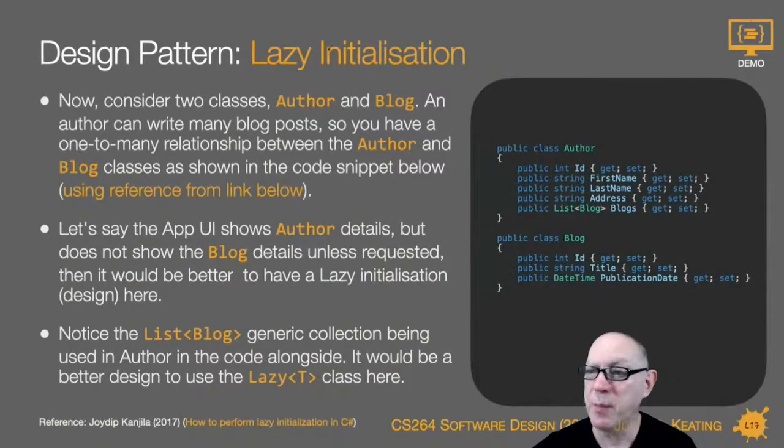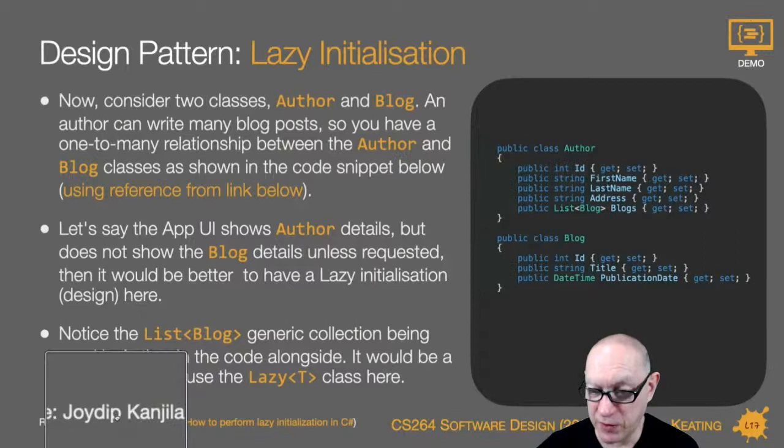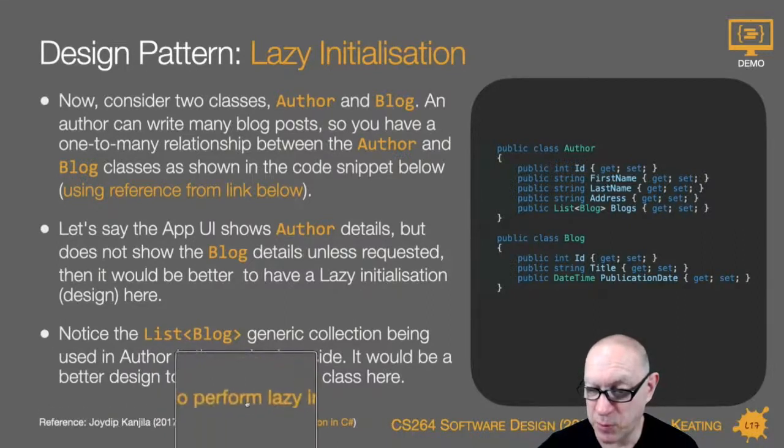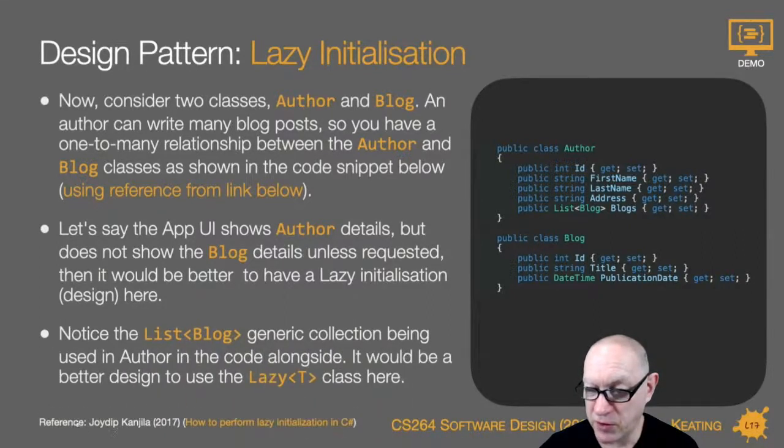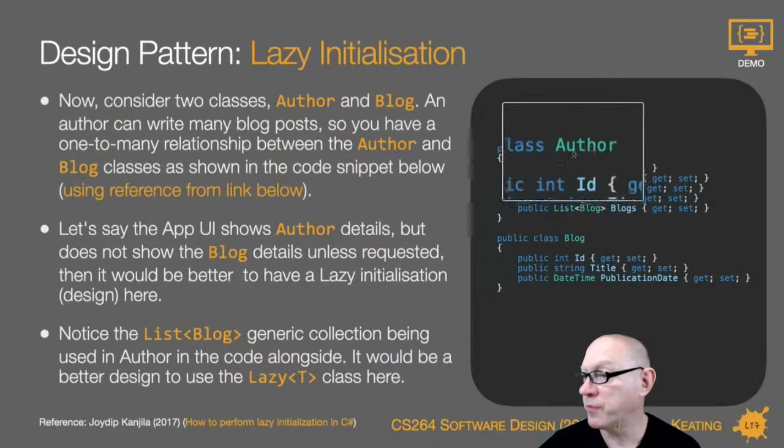So for example, here's a nice example, and I've taken this example from this article on how to perform lazy initialization in C#, from Joydeep Kangila. It's a fairly recent article as well. They say that, let's say you've got two classes, an author class and a blog class, and they look a bit like this here.